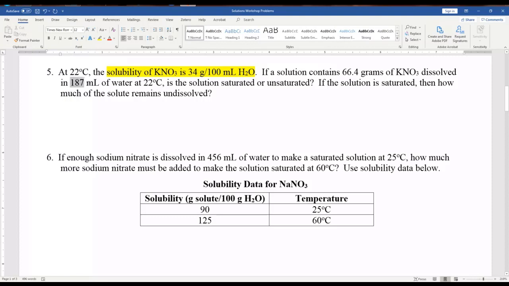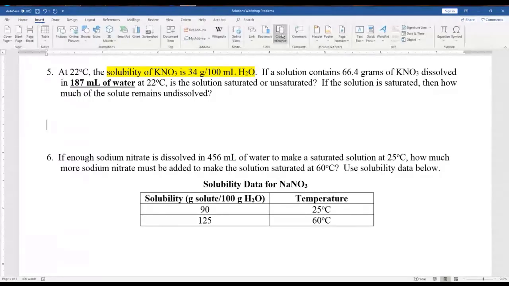So if I'm looking at the amount of solvent given in this solution, the solubility is the one that's shown on top, but that's not the solution I have. The solution I have is this 187 milliliters of water, okay? That's how much I have. I want to figure out how much KNO3 can dissolve in that much water.